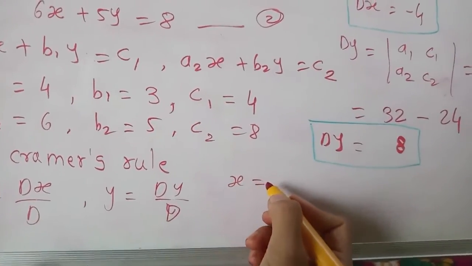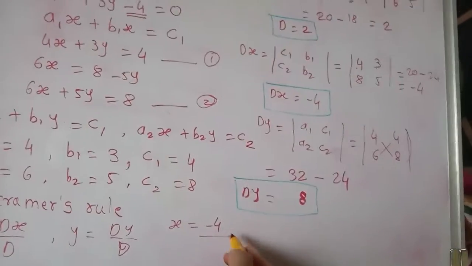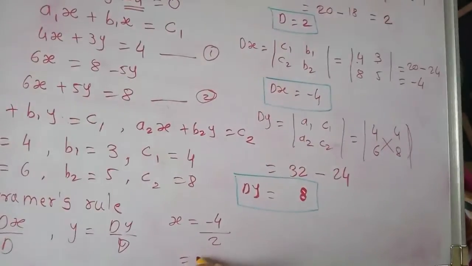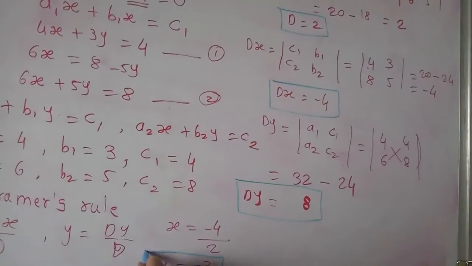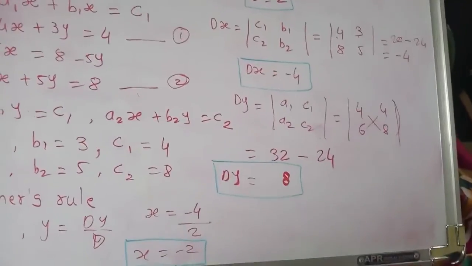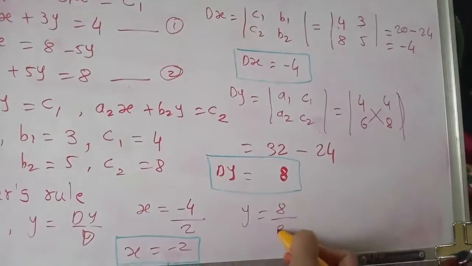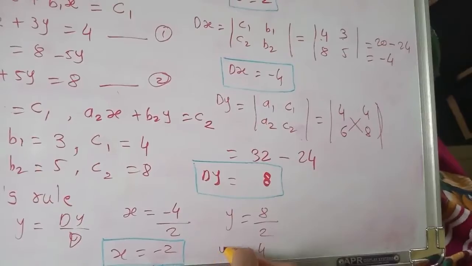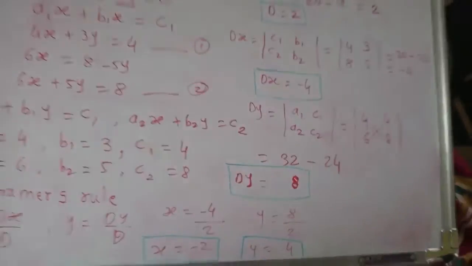So x is equals to value of dx is minus 4 divided by 2 is equals to minus 2. Value of x is equals to minus 2. And value of y is equals to 8 upon 2 is equals to 4. So value of y is equals to 4.